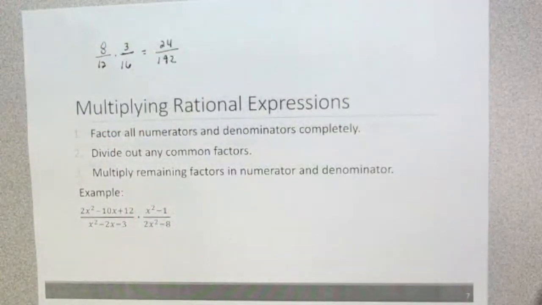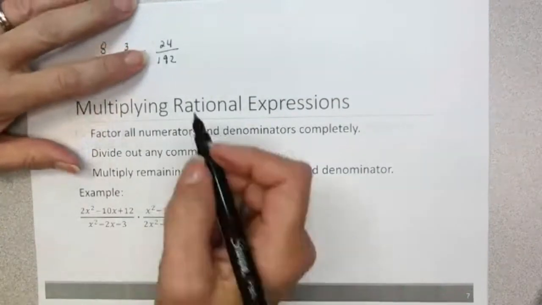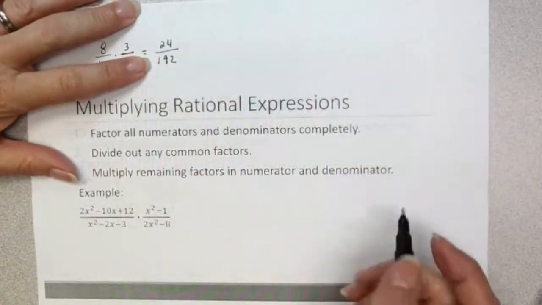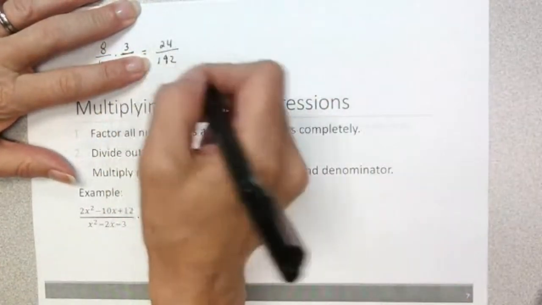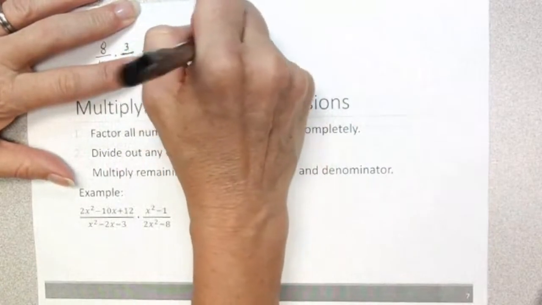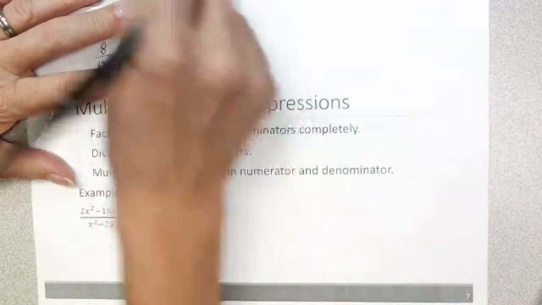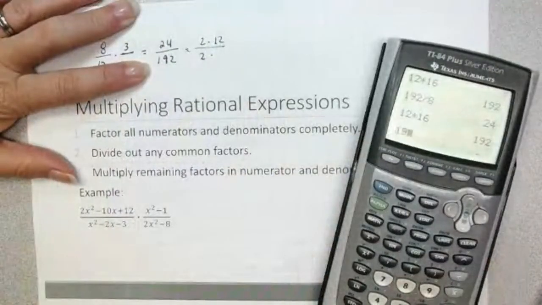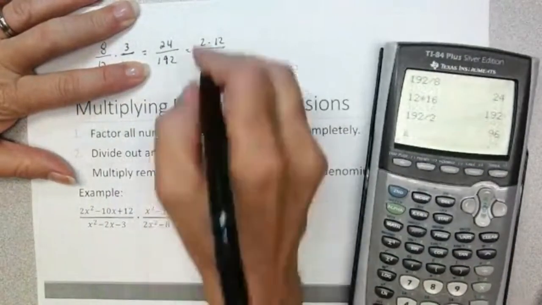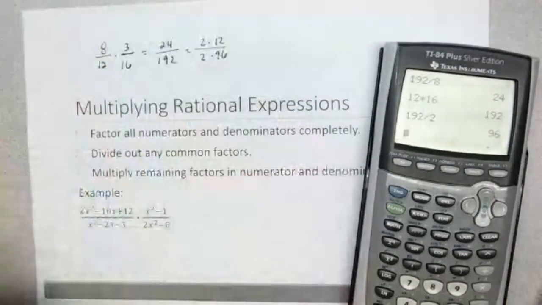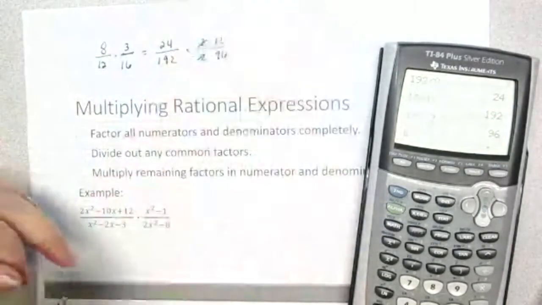Okay, but then I have to reduce that fraction, right? I can't leave it like that. That's all weird. So to reduce that fraction, let's see. I want to look for common factors I can divide out. Well, let's see. 24 is 2 times 12, so I could say this is 2 times 12, and 192 is evenly divisible by 2. Let's see, 192 divided by 2 is 96. Okay, and then I can divide out those 2's, but I'm not done yet.